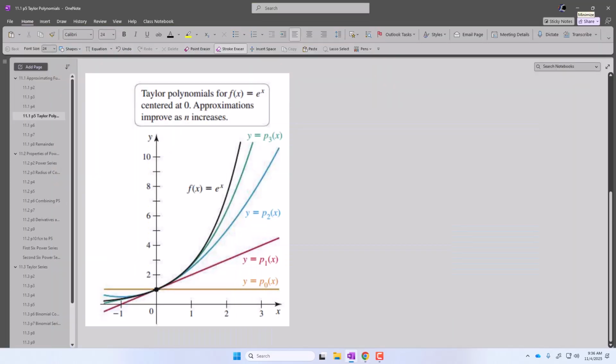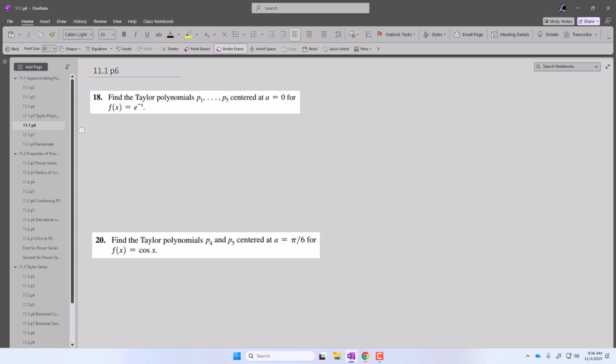There's the exponential function again, same thing we just looked at with that Desmos visual. So this says find the Taylor polynomials P1 through P5 centered at 0 for e to the negative x. So last class we found P sub 1 and P sub 2. We found the best linear approximation, which is P sub 1, aka the tangent line. And we found the best quadratic approximation, which is P sub 2. So now they want us to go all the way out to P sub 5. So let's go ahead and do that.